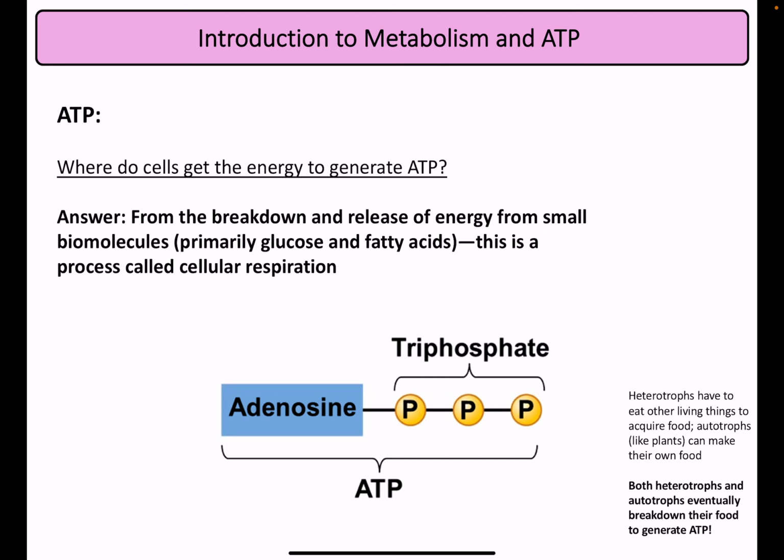So the first question I want to answer about ATP is, where do your cells get the energy to generate ATP in the first place? We kind of talked about this earlier. The answer is from food. From the breakdown of small digested food molecules, primarily glucose, also fatty acids and glycerol, the components of fats, and also sometimes you can use amino acids too for energy, but primarily digested sugars, which all get metabolized into glucose.